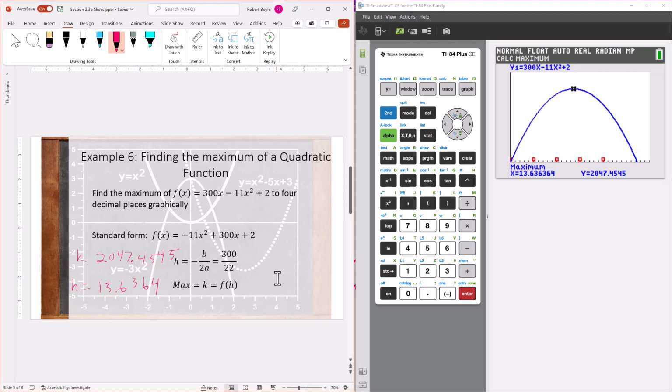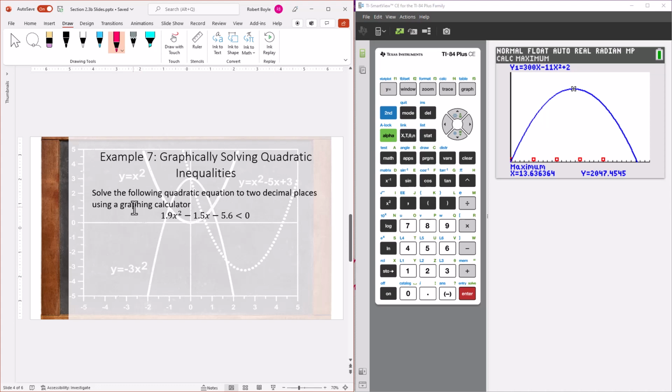Okay, so now we can move on to our next problem, which is to solve the following quadratic inequality to two decimal places using a graphing calculator. Basically, we want to find all those values of x where 1.9x squared minus 1.5x minus 5.6 is less than or equal to 0. Okay, so how can we do that? Well, the first thing is we want to actually graph that equation.